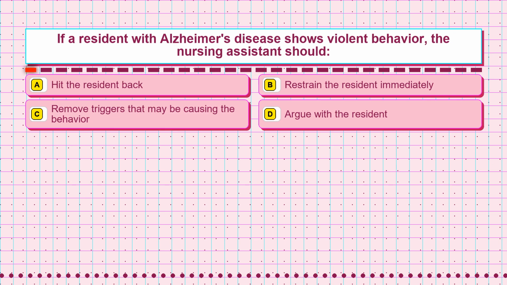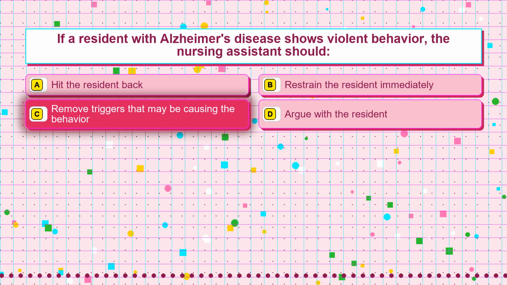Question 37. If a resident with Alzheimer's disease shows violent behavior, the nursing assistant should: Option A, hit the resident back. Option B, restrain the resident immediately. Option C, remove triggers that may be causing the behavior. Option D, argue with the resident.